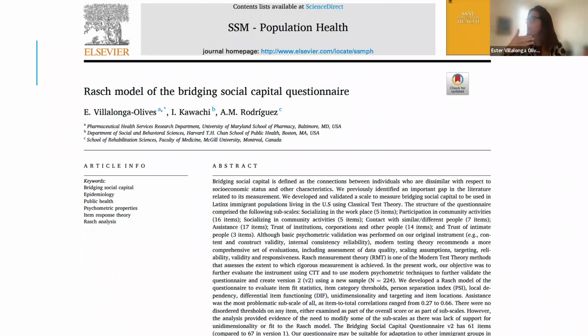So let me go over this pretty fast because you can read the papers. These are three papers that you can find in the literature. I think two of them are open access, so you should not have any problem reading them. But let me just give you an overview of what I did.